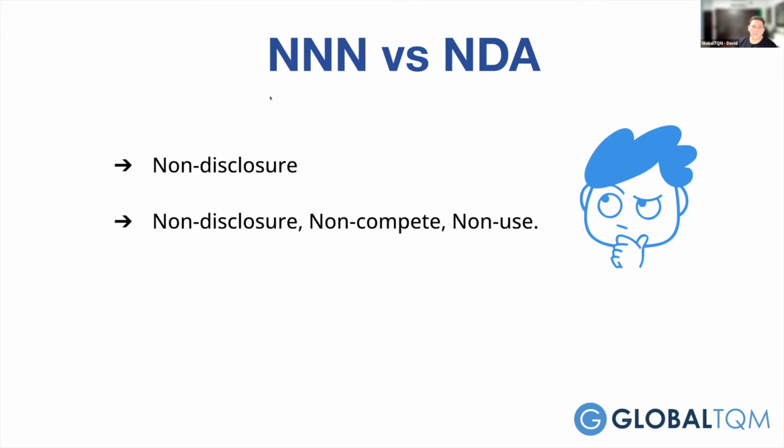Then, what is an NNN agreement? An NNN is non-disclosure, non-compete, and non-use. So you can see that it covers three parts, as opposed to only one part that an NDA covers. As we progress in this discussion, I want you to understand that there are many cases where an NDA is satisfactory, and it's not reasonable to expect somebody to sign an NNN agreement. We'll cover some of those topics here.